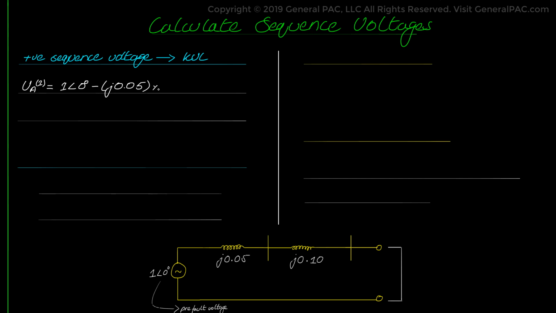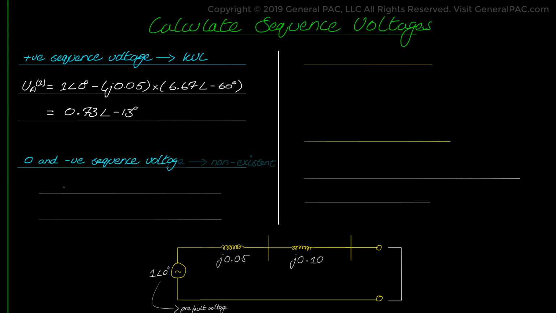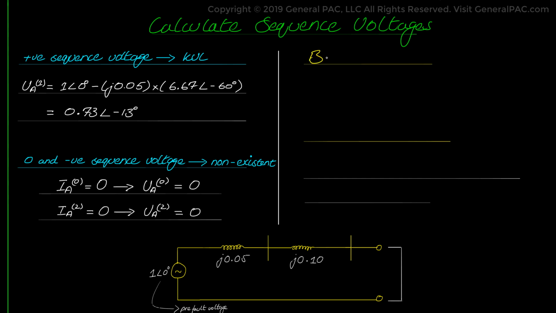For the positive sequence voltage, we need to consider the reflected positive sequence current on the high voltage side, which is 6.67 per unit at the angle of -60 degrees. So our equation becomes the following. And we get a value of 0.73 per unit at the angle of -13 degrees. Zero sequence voltage and negative sequence voltage will be non-existent because originally the zero sequence current and negative sequence current were also non-existent.